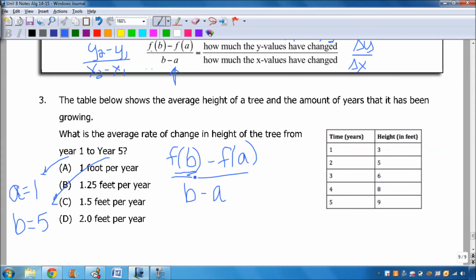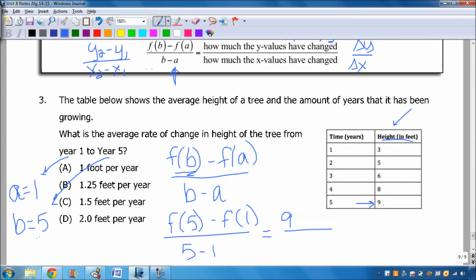So then I have to figure out what is f of b. I use my chart to help me figure it out. Remember, your height is your y variable or your outputs or your f. So I look at 5 and figure out what f of 5 is. Actually, let's just plug this information in first. You get f of 5, because that's what b is, minus f of 1, because that's what a is, over 5 minus 1. Well, f of 5, we figured out right here, is 9, and then f of 1 right here is 3. So it's 9 minus 3 over 5 minus 1.